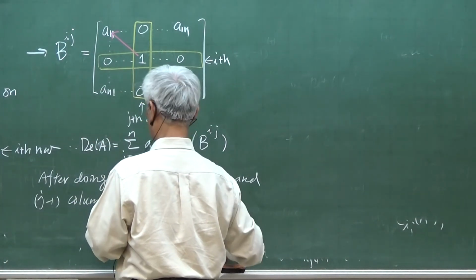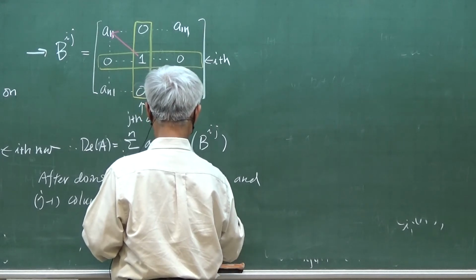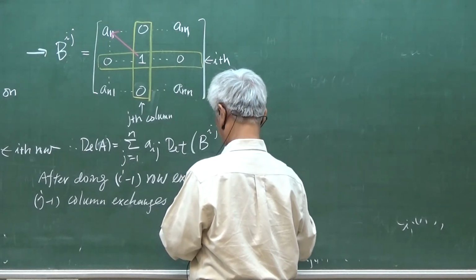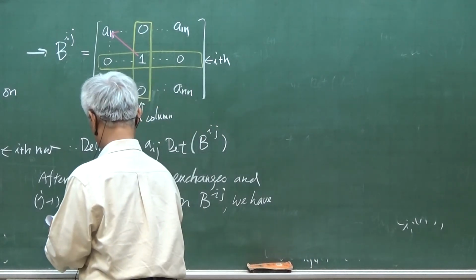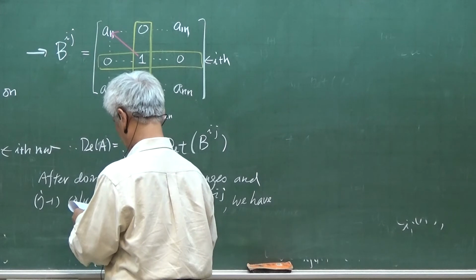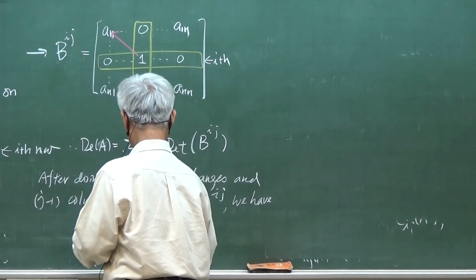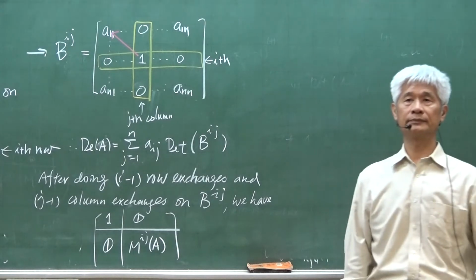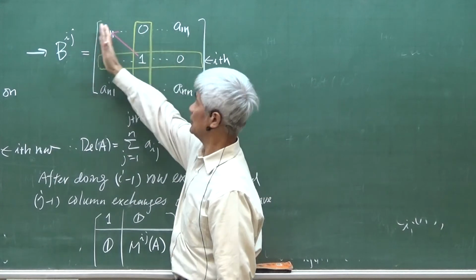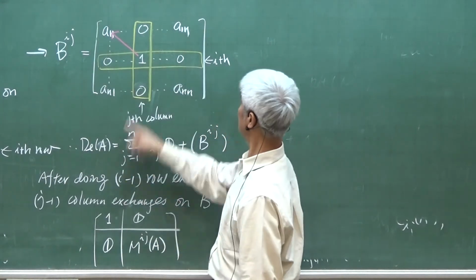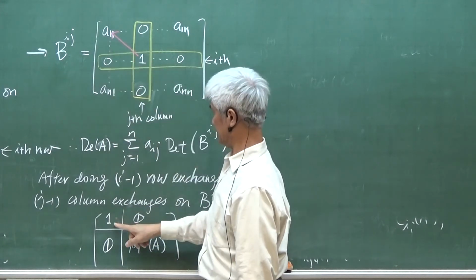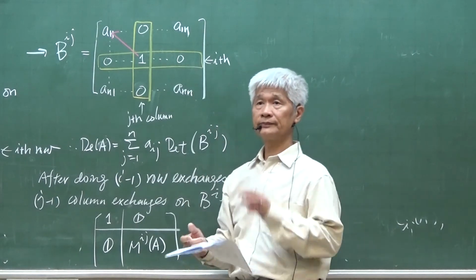So we have Bij, right? So we have 1 here, 0 here, 0 here, and we have Mij(A). Right? So when we move up and move left, we have 1 here, and then the 1 goes to that position. So 1, 0, 0, 0, 1, 0, 0, 0.